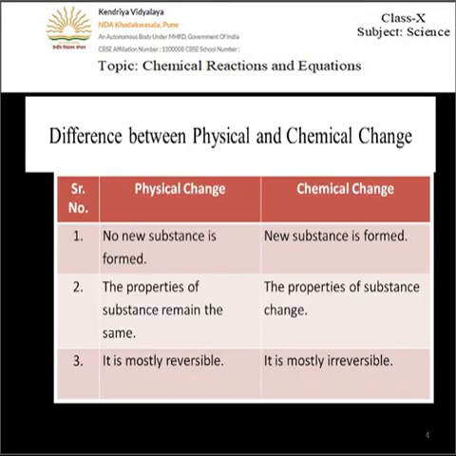Okay, moving on to the next slide, let us discuss the difference between the physical and the chemical change. Now if you see, in the physical change, no new substance is formed, whereas in case of chemical change, a new substance is formed. In physical change, the properties of the substance remain the same, whereas in the chemical change, the properties of the substance change. If you observe the chemical change, it is mostly an irreversible change. Once the new substance is formed, it cannot be changed back to the original one.